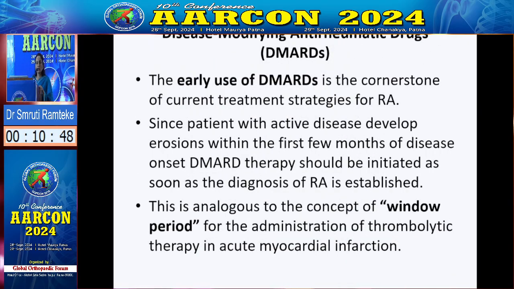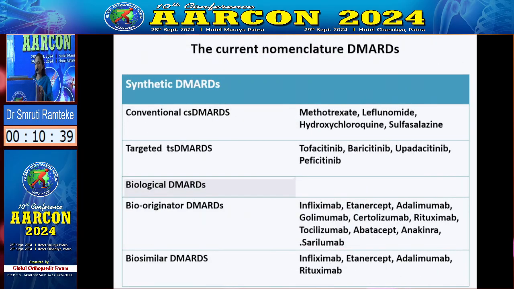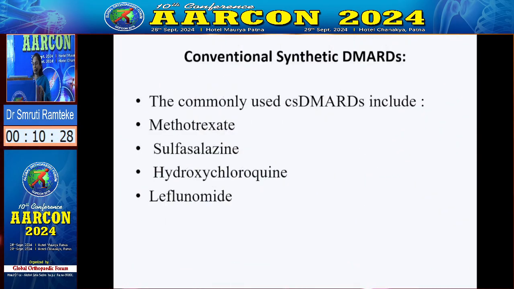Now the use of disease modifying agents, early use should be done. The conventional DMARDs, the targeted DMARDs, biologic DMARDs, the bio-originator, and the biosimilars. These are the current nomenclature for DMARDs. So the commonly used conventional DMARDs are methotrexate, sulfasalazine, hydroxychloroquine, and leflunomide.